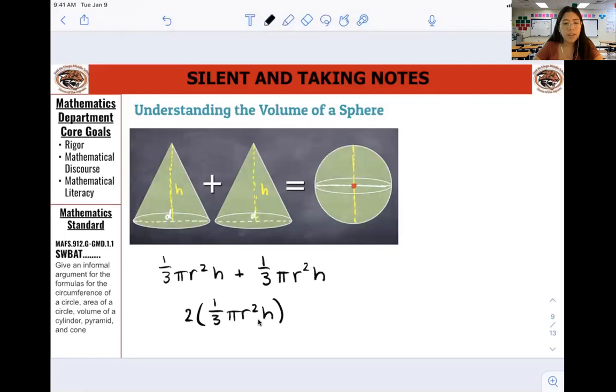Okay. And the other part of this is that, well, we know that the height and the diameter are the same, right? So the radius is half of the diameter. Well, we know that the radius is also going to be the same as half of the height. Do we agree with that? So what does that mean? That means that the height is how many radii? How many radii would make up one height?